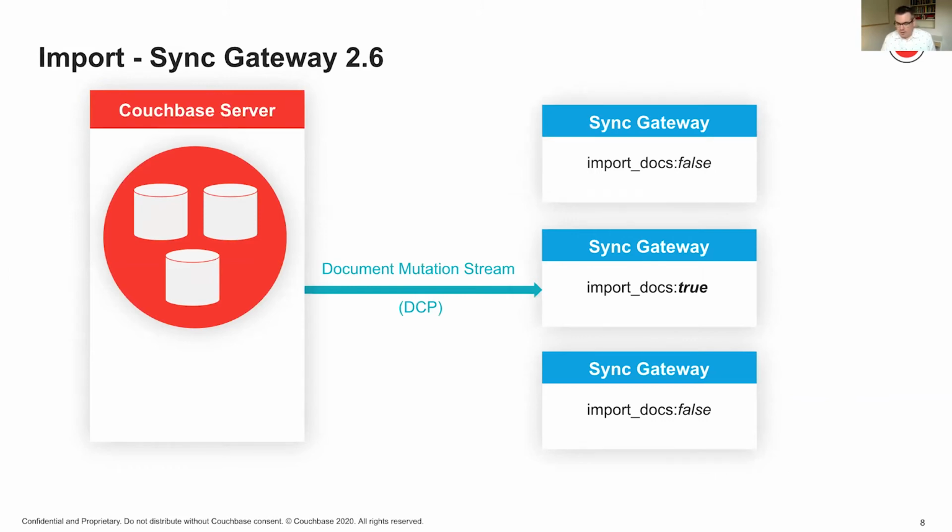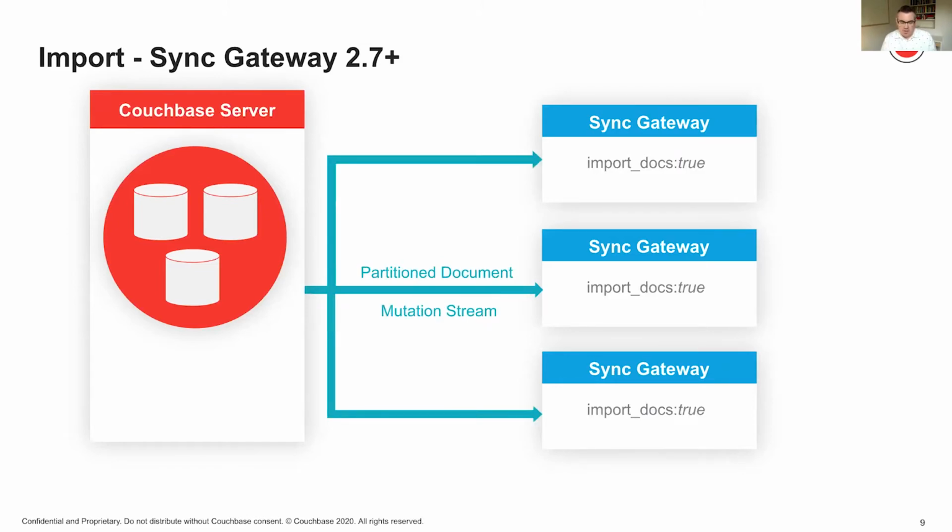So in Sync Gateway 2.6 and earlier, import was a single node process. So looking at your Sync Gateway cluster on the right here, you would identify a single node that would be used for import. That node would be doing all of the work that we described on the previous slide. The rest of the nodes are serving client requests but aren't doing the import work.